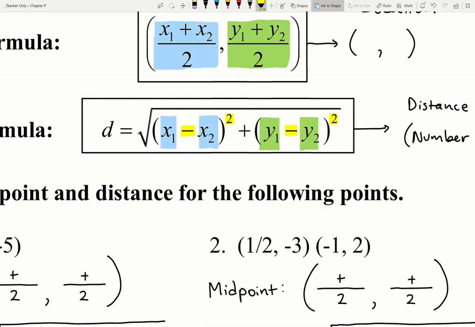Once you figure those out individually, you add the results of those 2 together, and whatever you get as the sum, you take the square root of it, and that is your distance formula calculation. There's a lot going on in the distance formula, which is why if you can let most of that work be done mentally, it's going to be quicker and minimize mistakes. So let's see that in a couple of examples.